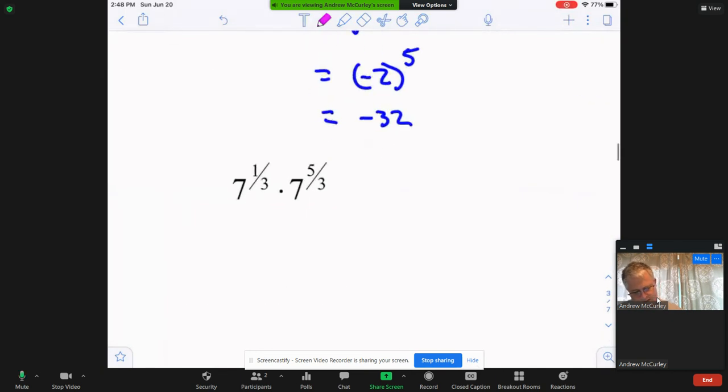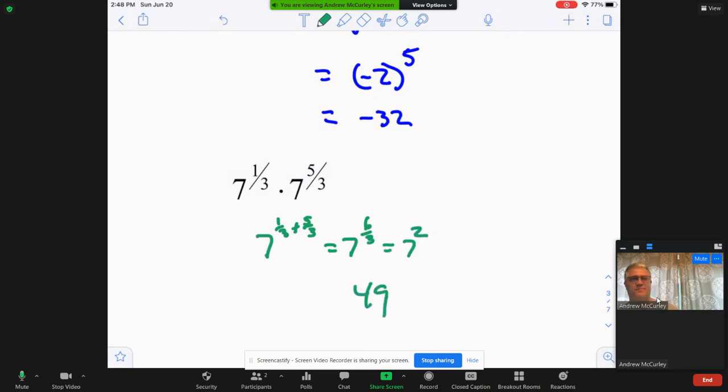And I think I have to get this one on there just to remind us, same base. I add together those exponents. So that's going to be 7 to the 6/3, or 7 squared.